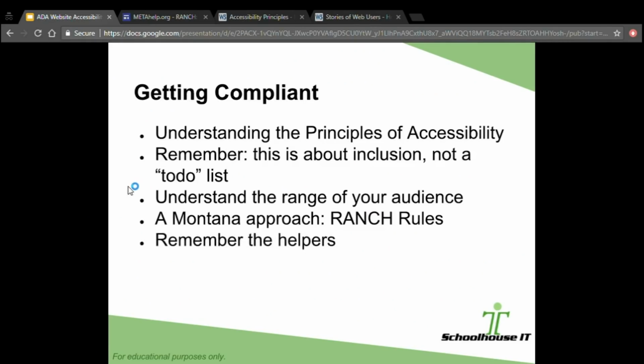Particularly challenging can be the helpers. Helpers are those things attached to your website like PDFs, videos, Word documents, and other attachments. To be considered accessible, all of your attached helpers must also be accessible. And remember, sometimes less is more. A website with less content is easier to get compliant and easier to keep compliant.